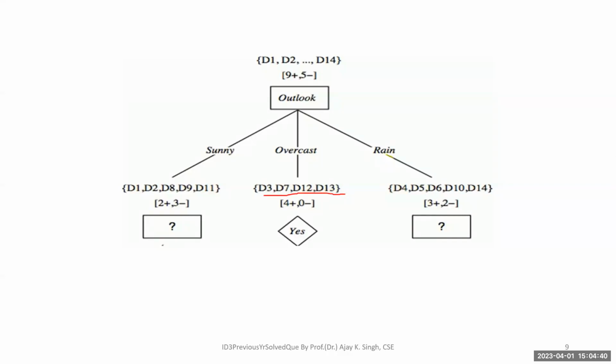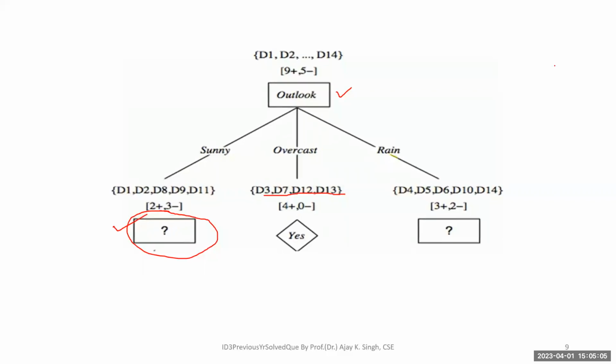Now, the next step: which attribute should I take? Whether temperature, wind, or humidity, what attribute will come? That's why it is called iterative dichotomization. The information is going to be stored iteratively, one after the other. One iteration I did for outlook, next iteration I will go for this, next iteration for this, and so on and so forth.